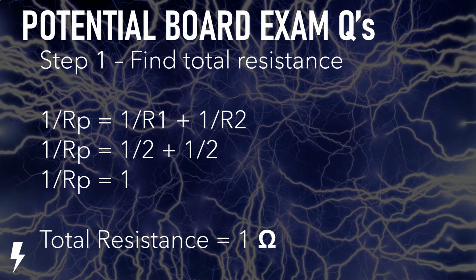So step 1, find the equivalent resistance. We know that if they're connected in parallel, the formula is 1 by resistance in parallel is equal to 1 by R1 plus 1 by R2. So if we substitute our values, we get 1 by 2 plus 1 by 2. 1 by Rp is 1. And the value of the equivalent resistance is the reciprocal of this. So the total resistance of the combined resistors is 1 ohm.